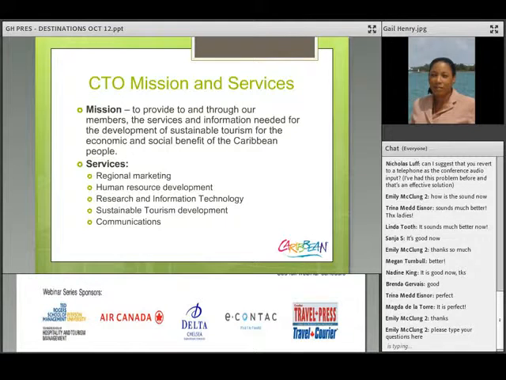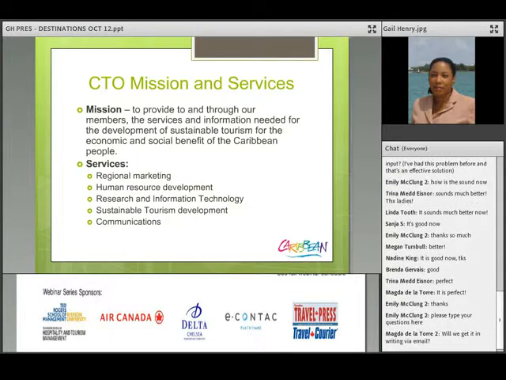Our mission is really to provide to our members the services and information that they need to develop tourism in a sustainable manner within their respective destinations for the ultimate economic and social benefit of Caribbean people. And our services, as I mentioned before, are also very diverse in the sense that we span activities from marketing the Caribbean as a region. Also, we assist in developing the human resources that work within the Caribbean tourism sector. We provide research and information technology services, as well as communications to our members, and of course we assist our member countries in terms of their sustainable tourism development plans.